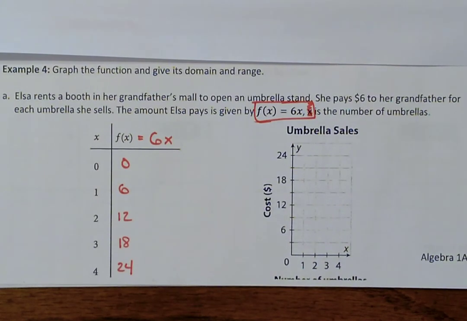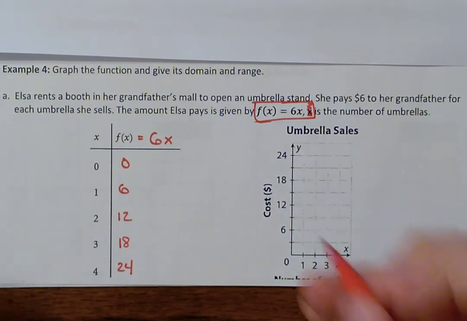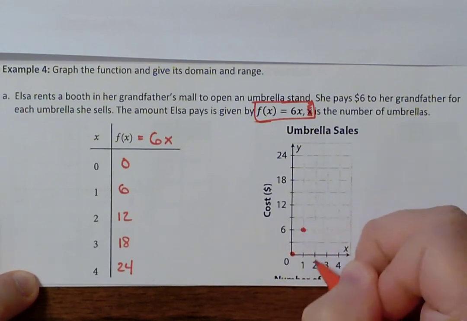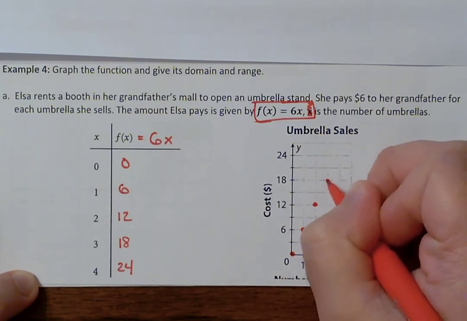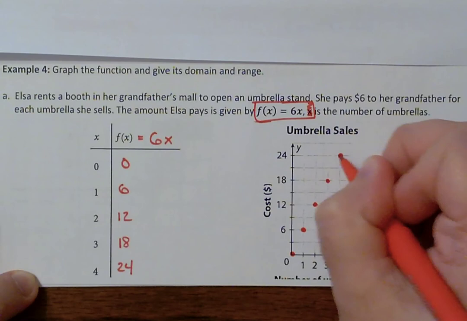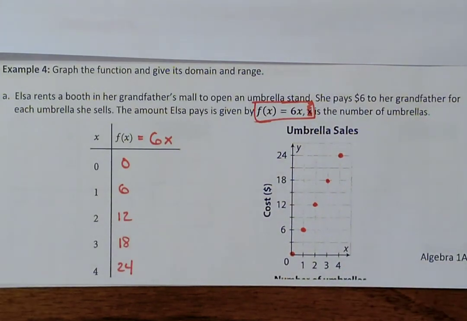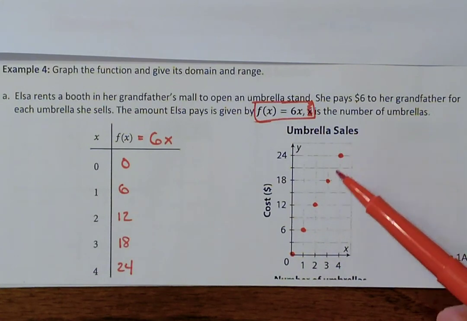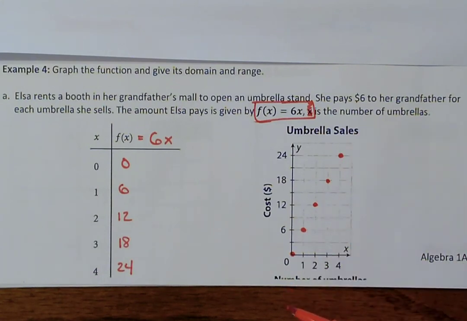So let's plot our points real quick. 0, 0; 1, 6; 2, 12; 3, 18; and then 4, 24. Now, usually at this point, we pull out our ruler and connect the dots. But my question to you is this. We have to determine if this is continuous or discrete. If it's continuous, I can connect my points. If it's discrete, I cannot.